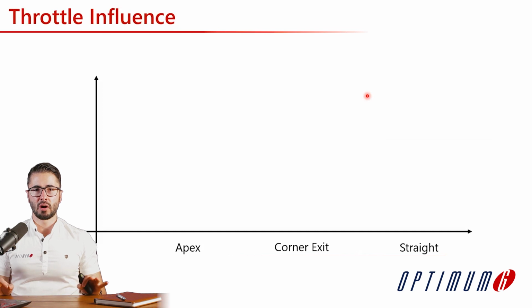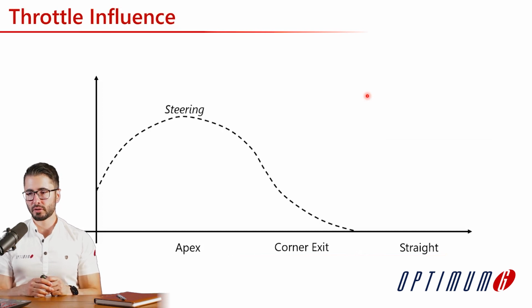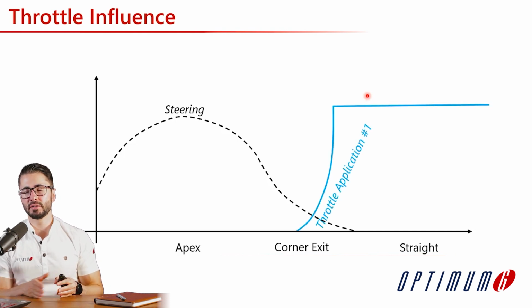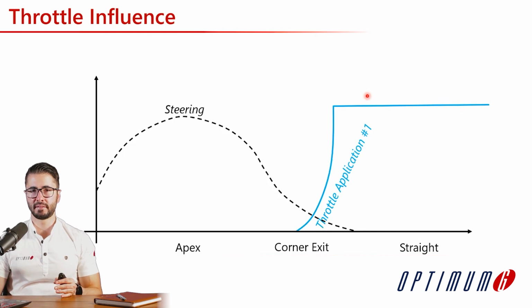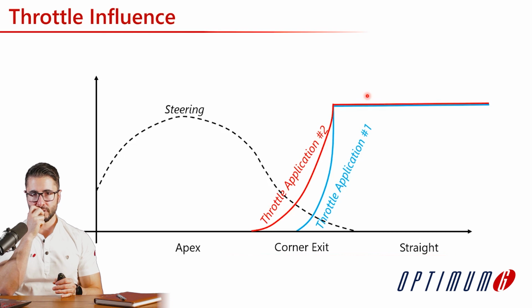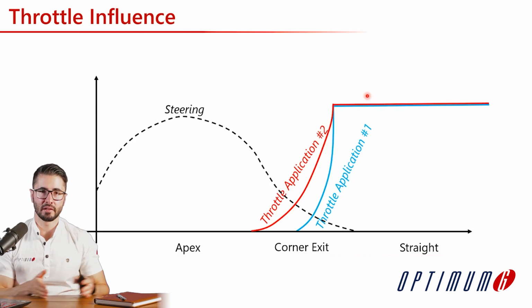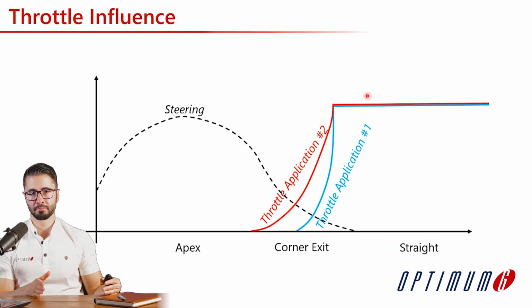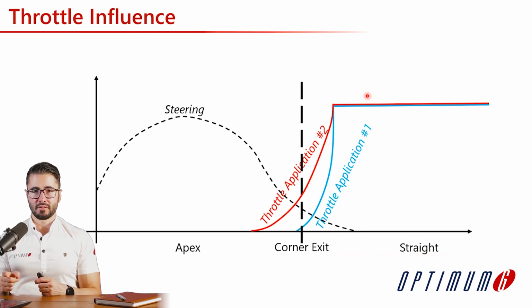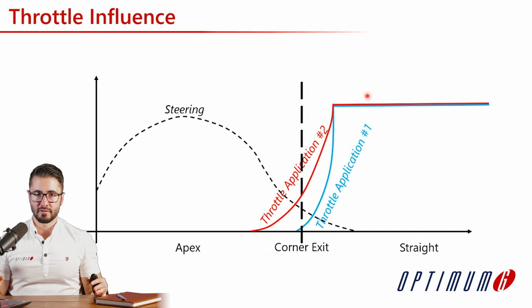Now we can look at the throttle influence. So again, we're looking at a typical corner and we're going to focus on the corner exit. In scenario number 1, the driver is only starting to apply the throttle very late in the corner exit, while the second driver for the same car is applying the throttle a lot earlier. And again, let's look at the phase in which the throttle application is different between both drivers at corner exit. One of the drivers is going to have more understeer, the other one is going to have more oversteer.